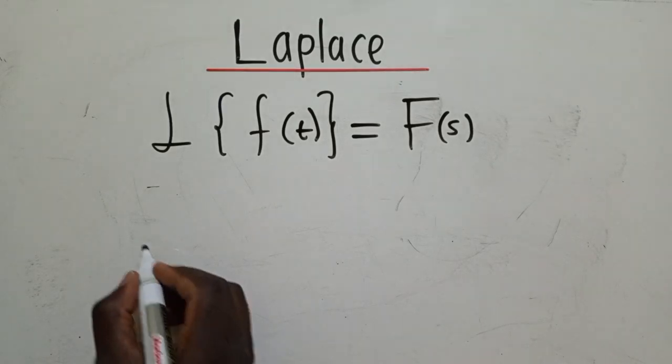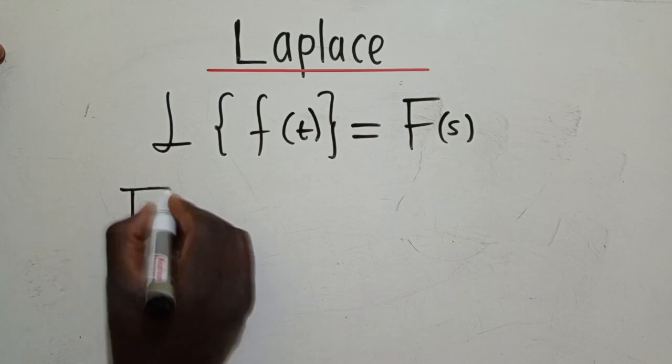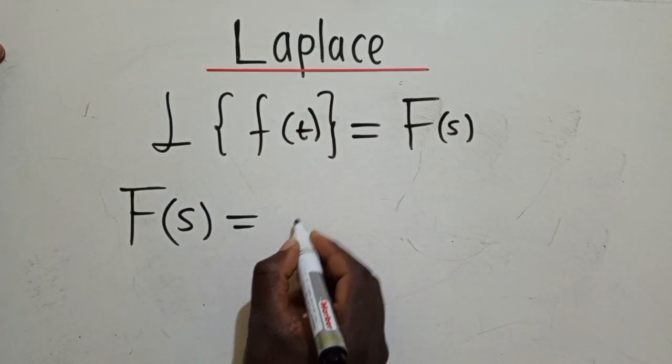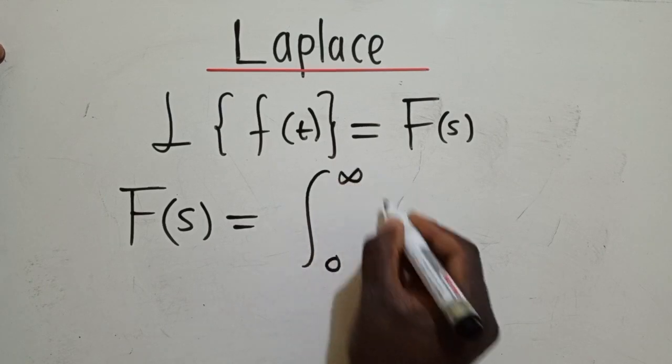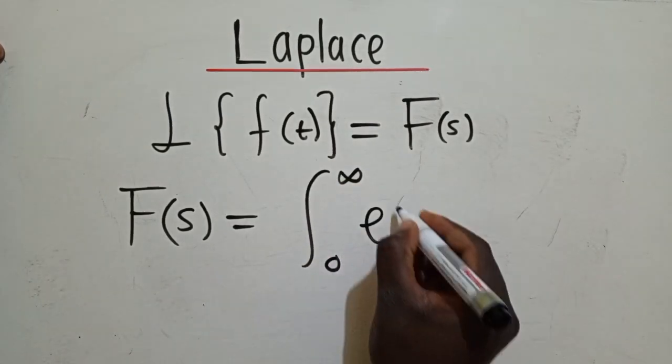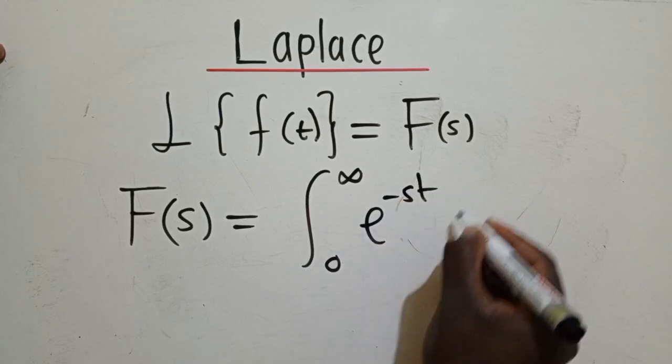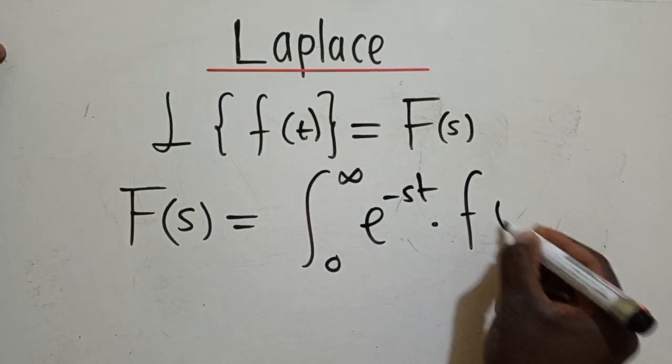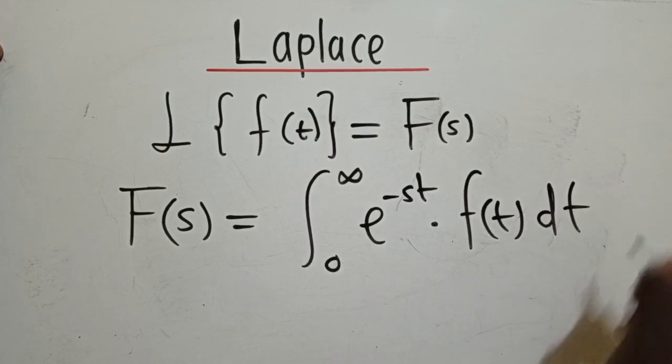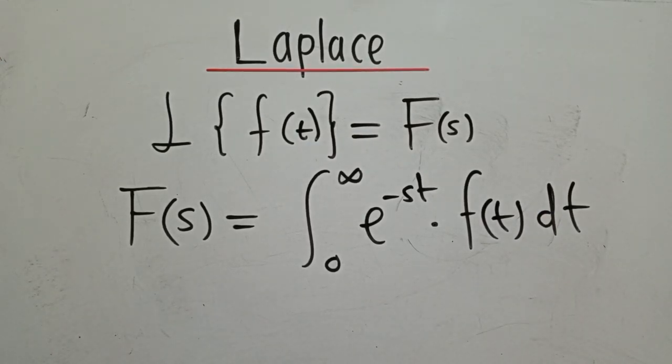So he discovered a formula which we must be using. This is the formula over here, very simple to understand. It is e to the power negative st multiplied by some function, any given function, and then dt. This is the formula that he came up with, which should be working out whenever we want to convert some complicated ODEs and work them out.